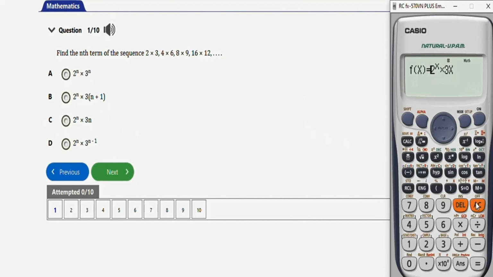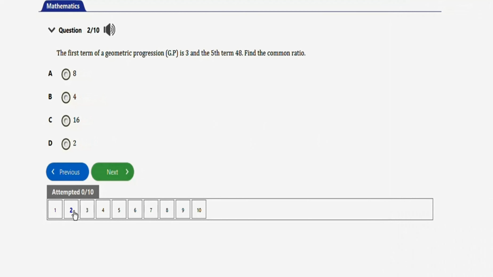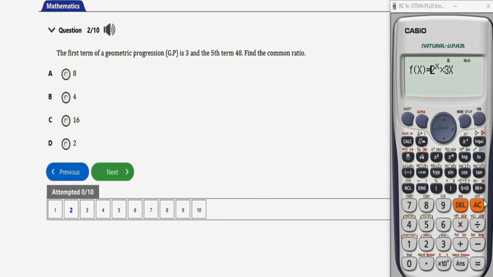So we're making progress. Let's remove this and solve question 2. It says the first term of a geometric progression is 3 and the fifth term is 48. Find the common ratio. So let's use the calculator again. Let's remove this. Press mode. Press 1 for it to go out.